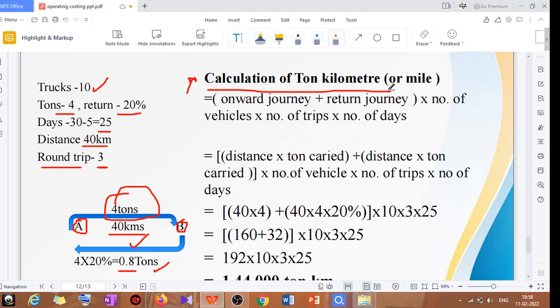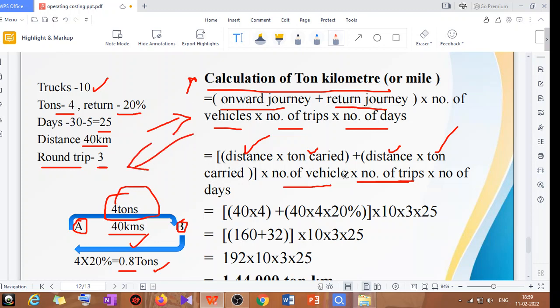Calculation of ton kilometer: onward journey plus return journey, into number of vehicles, into number of trips, into number of days. Onward journey will be distance into tons carried, plus return journey distance into tons carried, into number of vehicles, number of trips. For number of trips I should take the round trip. Clear? Why should I take round trip? Onward plus return, round trip means going once and coming back once. That's why I have taken the round trip, and number of days.